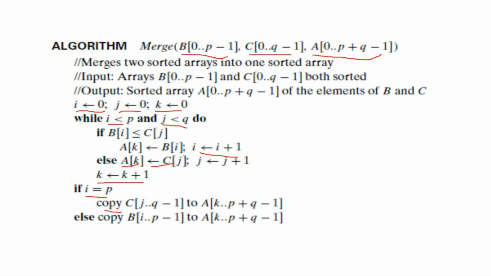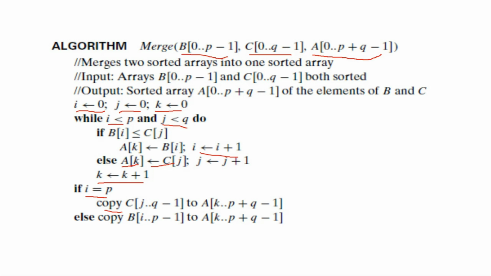So the algorithm merge is having three arguments. So one is the already sorted array B starting from index 0 until P minus 1. Then the other sorted subarray, that is C, with index 0 to Q minus 1. And the new sorted array which we are going to consider, that is A, with index starting from 0 to P plus Q minus 1 index. So we need a pointer to an index to the array B, a pointer to the array C, and a pointer to the array A.